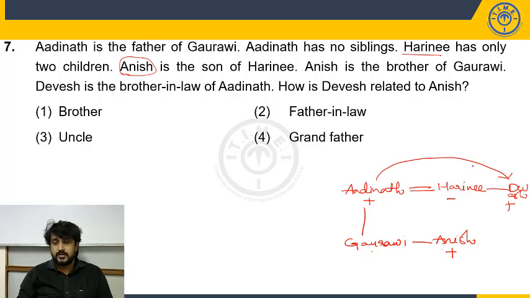Now, what is the question asked? How is Devesh related to Anish? Mother's brother. Mother's brother will be whom? Uncle. So, choice 3.